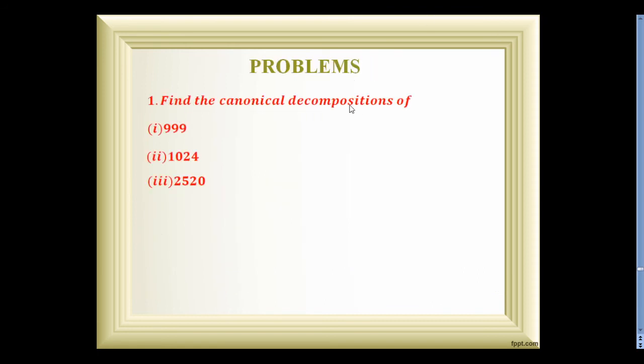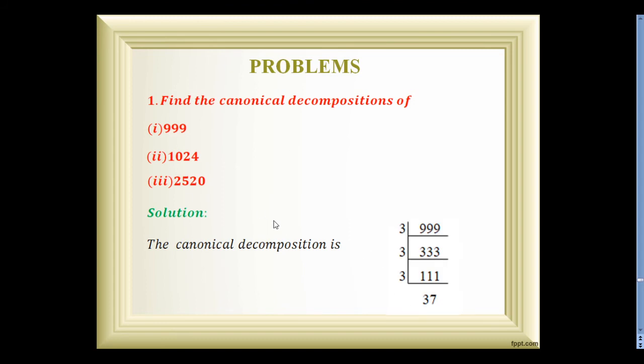First problem, find the canonical decomposition of 999. Solution: first of all we have to factorize. This is an odd number, so it is not divisible by 2. We always divide by the least prime numbers, so here 2 is not possible. I am taking 3. 333 times 3 is 999. Again we can divide by 3: 111. This is divisible by 3 and finally we get 37, which is a prime number. We cannot take any other primes, so we have to stop here.